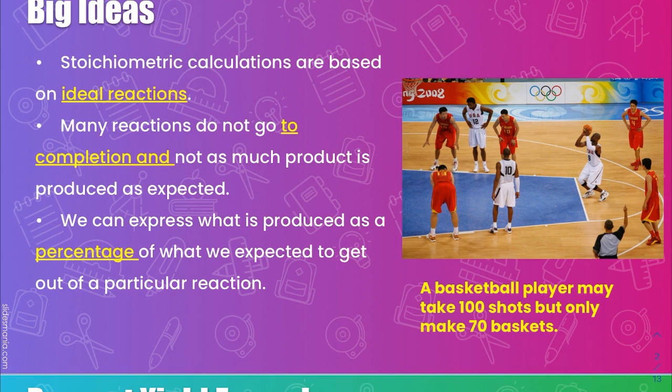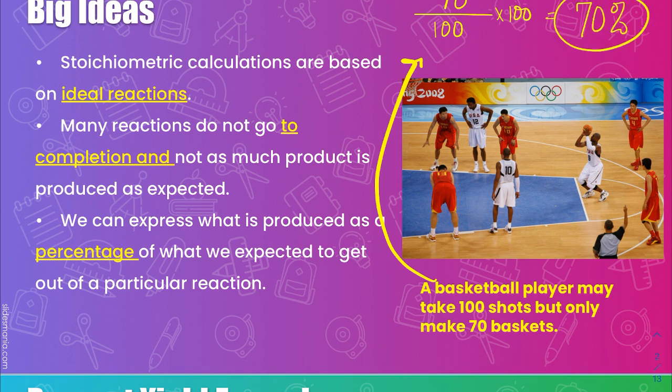A certain basketball player may take 100 shots, but only make 70 baskets. So what percentage did they make? Well, this example is pretty straightforward. The amount that they actually got was 70, divided by how many times they tried, 100, times 100, and all percentages are multiplied by 100. This works out to 70%. He got 70% of the shots that he tried to take.